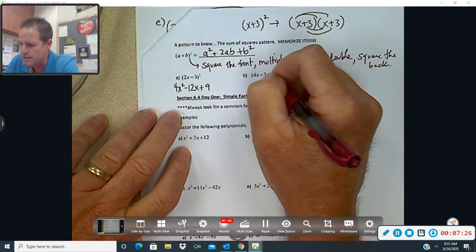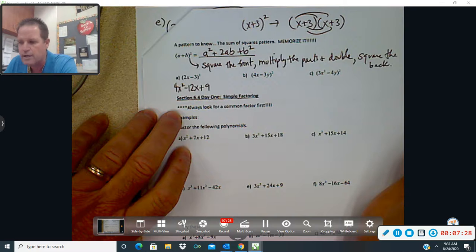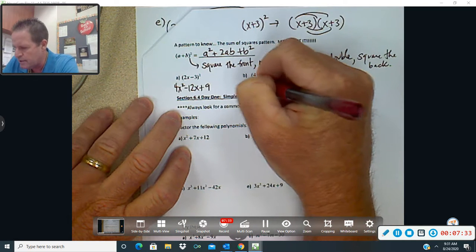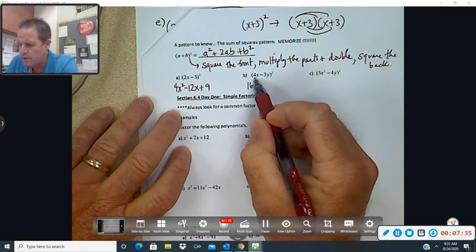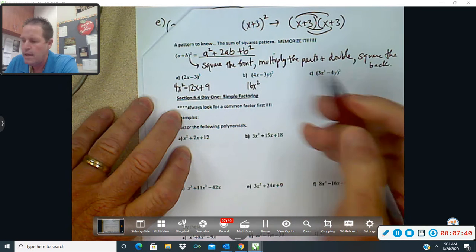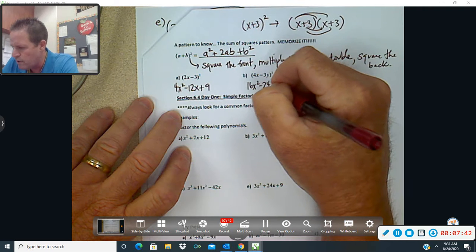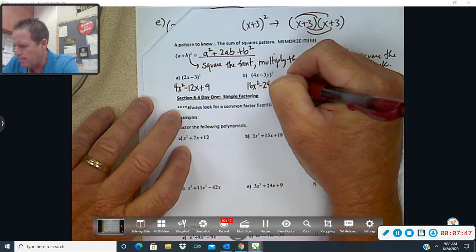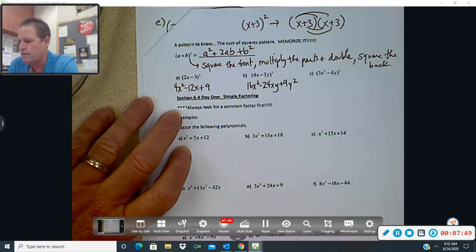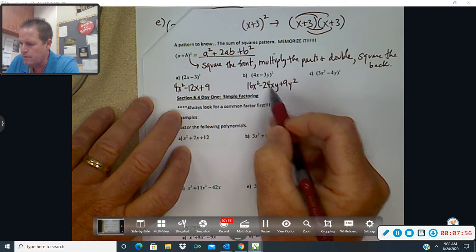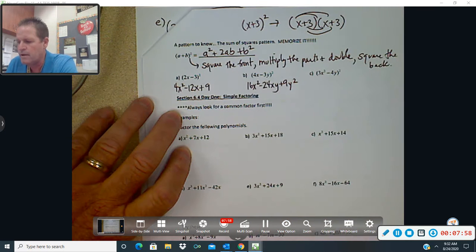Okay, let's try letter B. Same thing. This is a binomial squared. This is when I use the pattern. I square the front, I get 16x squared. I multiply the two parts together, that's negative 12xy. And double, that's negative 24xy. I'm going to square the back, and I get positive 9y squared. And that would be my binomial squared. Again, square the front, multiply the parts and double, square the back, and you got it.